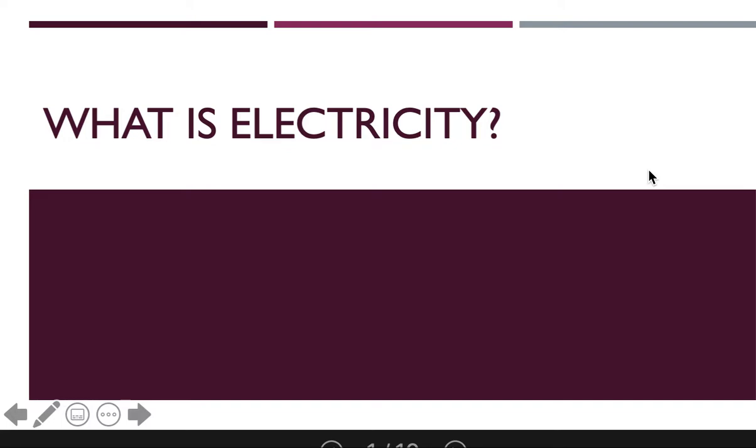What is electricity? The textbook definition is a form of energy that results from charged particles, electrons or protons, either as an accumulation of charge or as a current. That definition is a little wordy, so in this presentation, I'm going to review how electricity works.